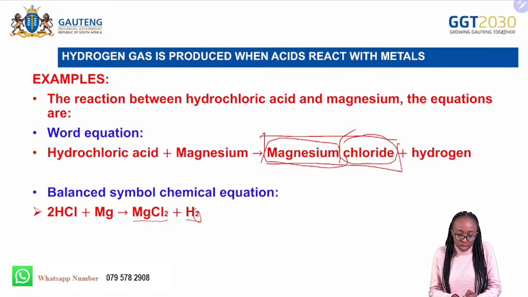Why do we write H2 for hydrogen gas? Hydrogen occurs naturally as a diatomic molecule. So it has two atoms to make up the molecule that are bonded together by a chemical bond.